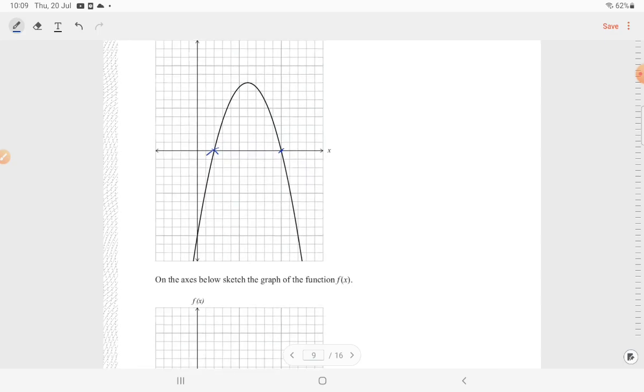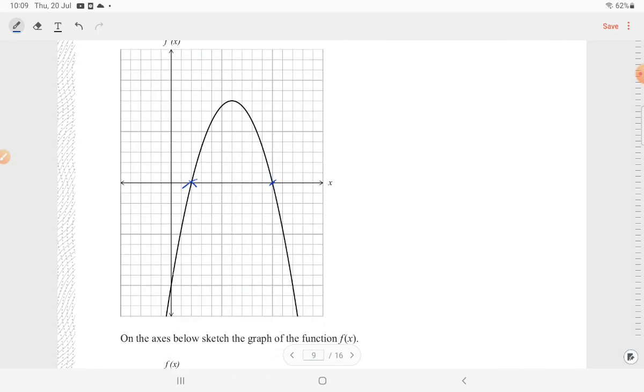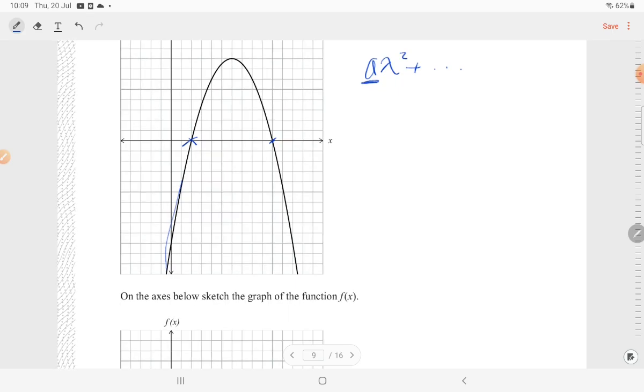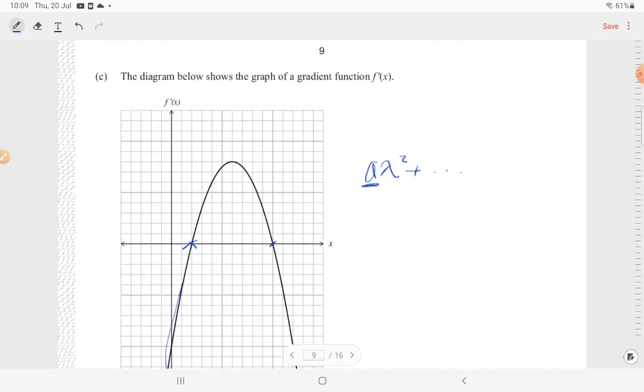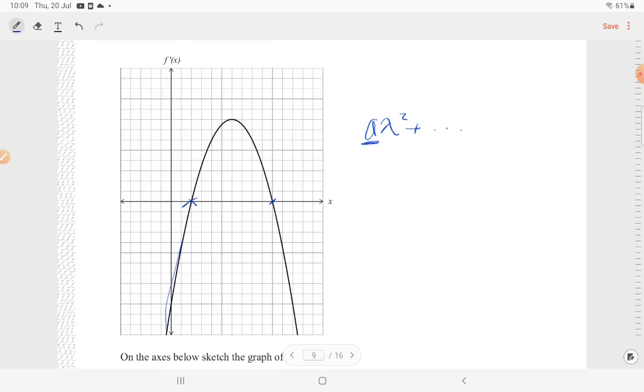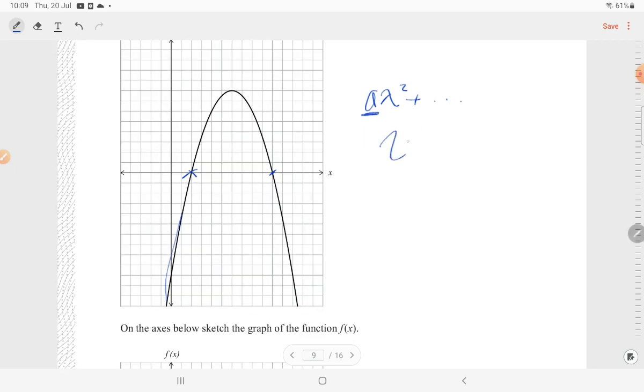We can clearly see this is a parabola, so it will be ax squared plus something, and we can see this is going down like a cave. So this constant in front will be a negative number. If we integrate to go from f dash x to f of x, we'll have a over 3 x cubed plus something, and a over 3 will remain negative. And a negative cubic function will always look something like this.